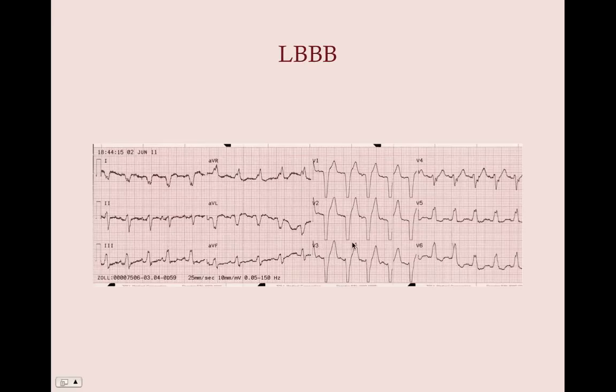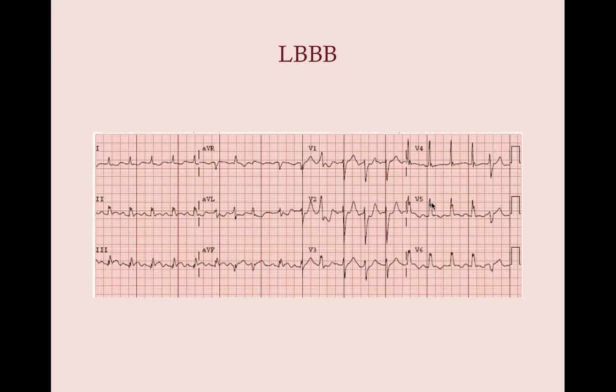Now we'll compare that to the left bundle branch block, and you can see here that we have a normal, albeit maybe a little bit wide, QRS complex, and V4 and V5 are where we have that dimple. See the little dimple here on V5? You see an even bigger dimple on V4. This is a left bundle branch block. It's on the left-sided precordial leads.